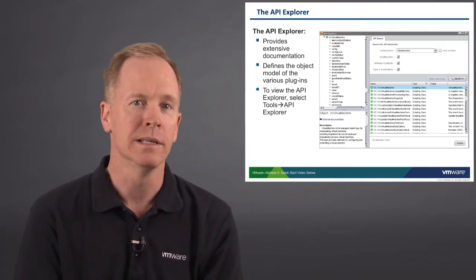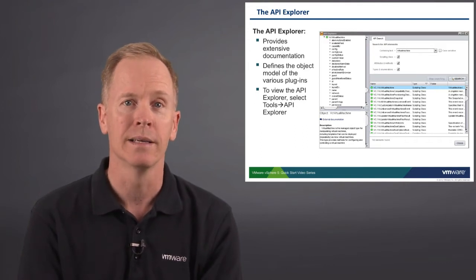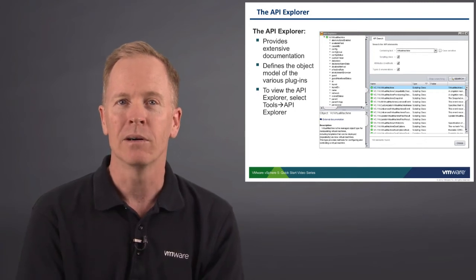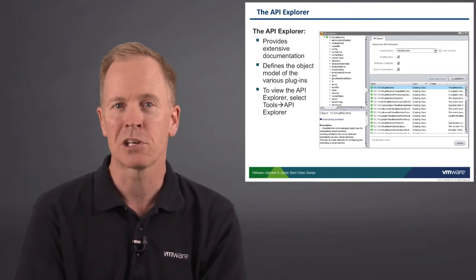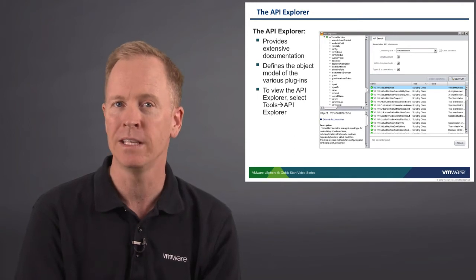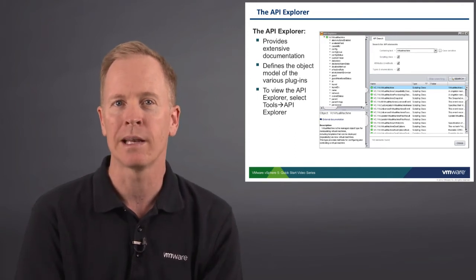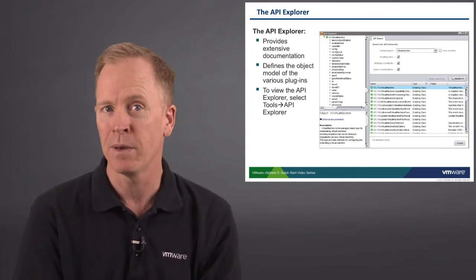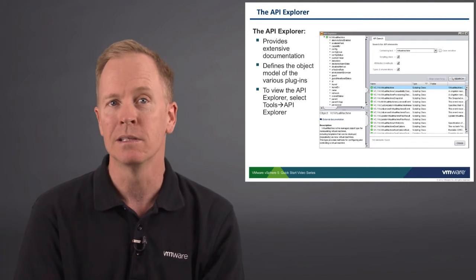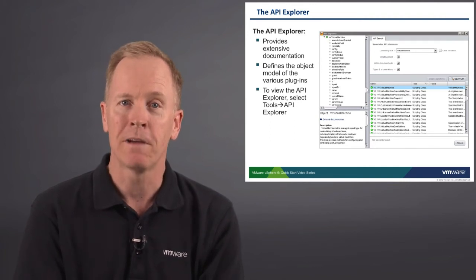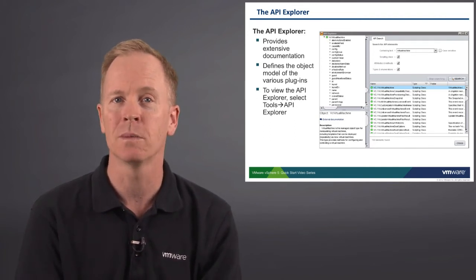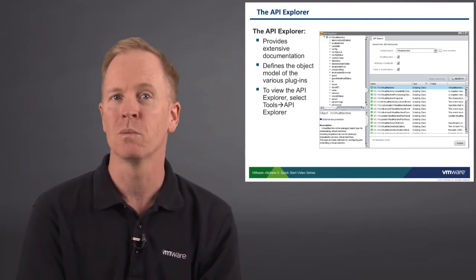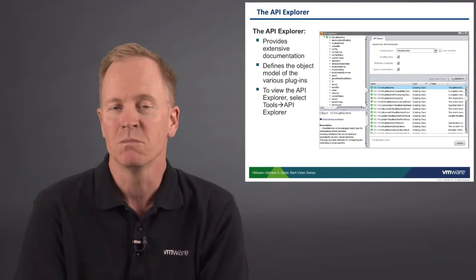The API Explorer is available in the Orchestrator client. And what the API Explorer does is it provides extensive documentation about all the plugins. For instance, in this screenshot, you can see we're looking at the vCenter plugin. Specifically, we're looking at an object called a VC virtual machine. Now, we'll look in the API Explorer in more detail in the demonstration coming up, but effectively what we have here is a tool that documents everything that you need to know about the various objects that we're going to interact with, whether those are virtual machines, hosts, or what have you.